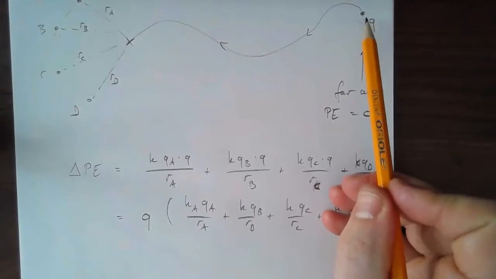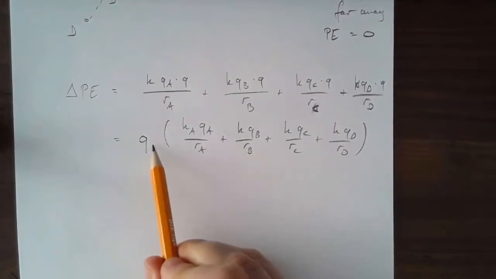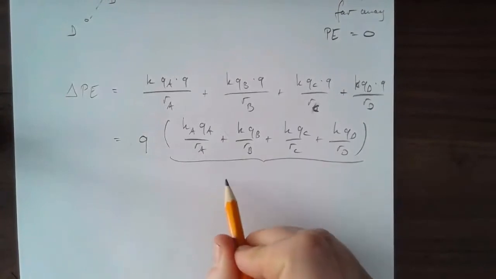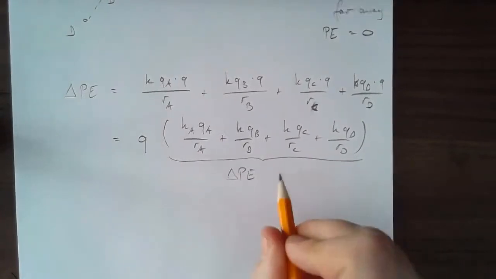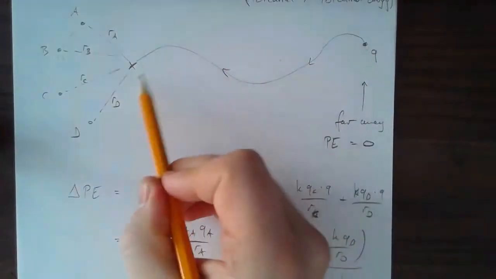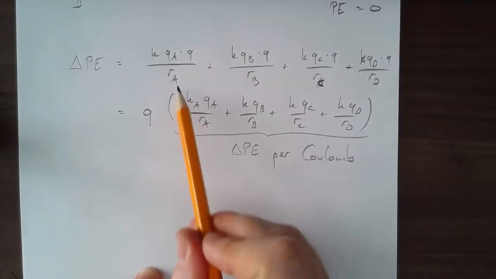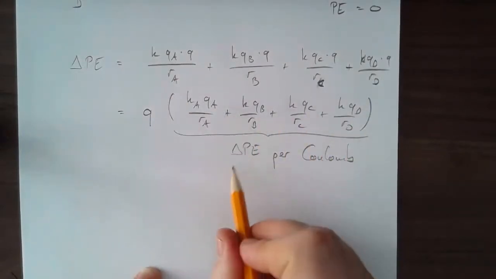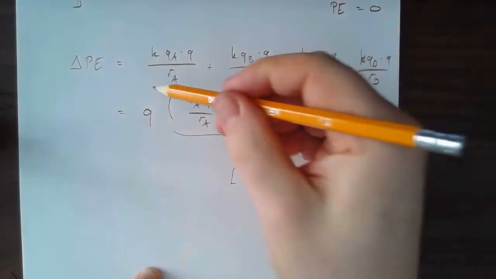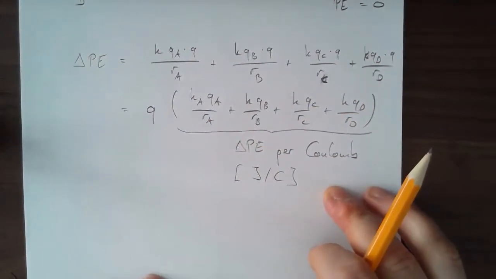Now, I could imagine I put 1 coulomb there. I could imagine I put 2 coulombs there. I could imagine I put 100 coulombs there. Doesn't matter what I pick. It's just going to appear up here. So this expression here is essentially the delta PE, the change in potential energy per coulomb that I've moved from far away to over here. And the units of this part would be in joules per coulomb. And this thing here, the potential energy per coulomb, is the thing I'm going to call the potential.